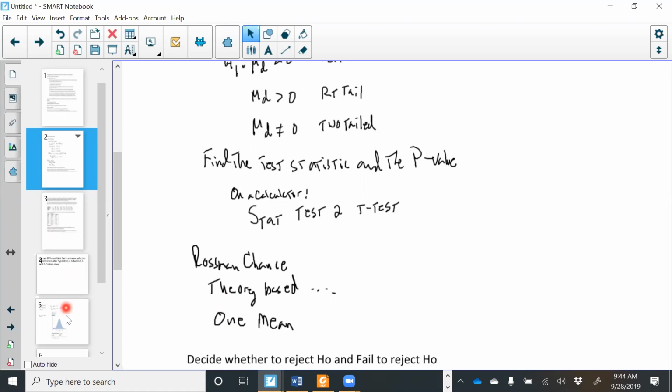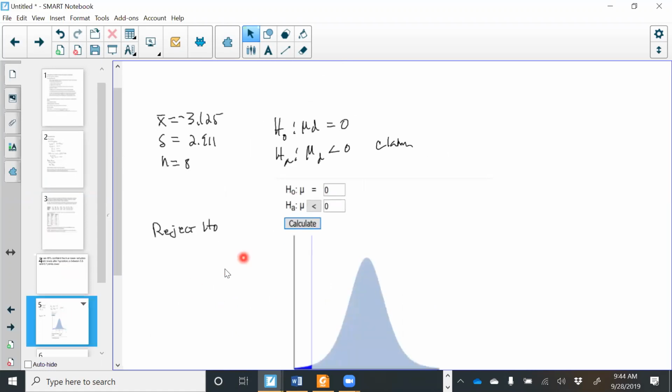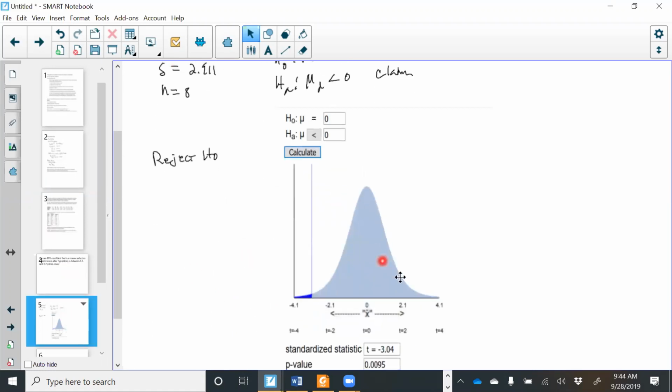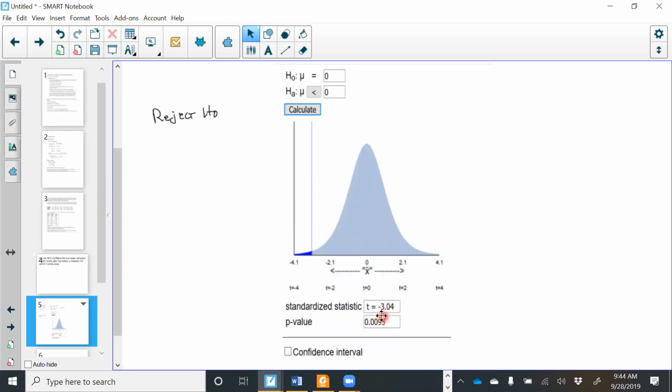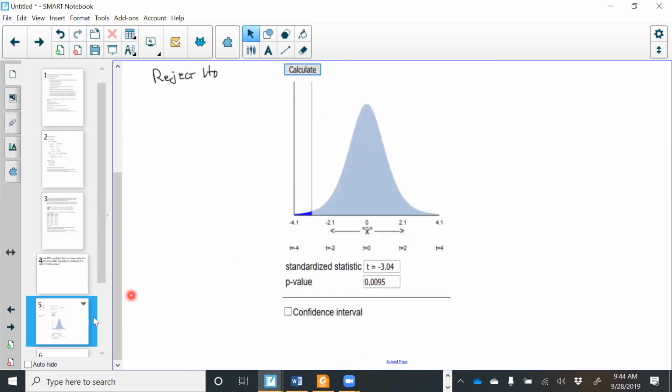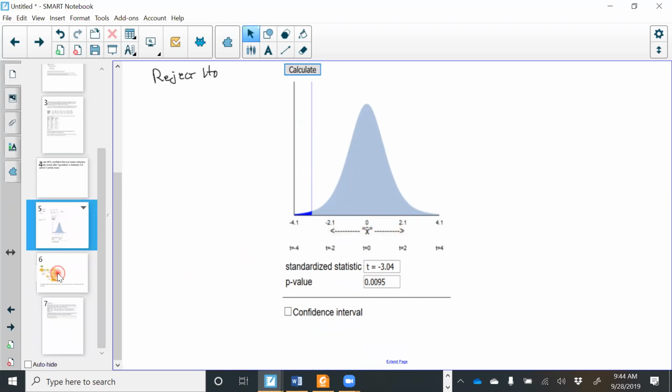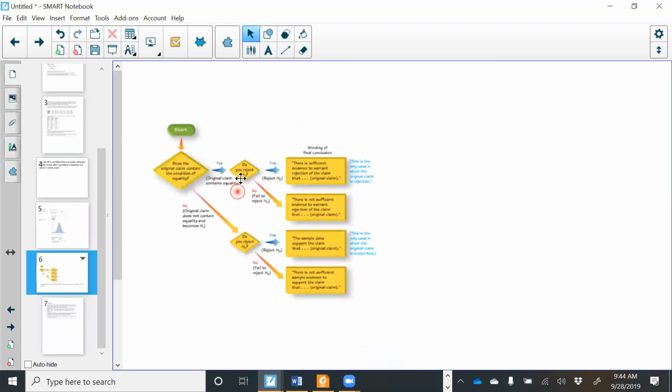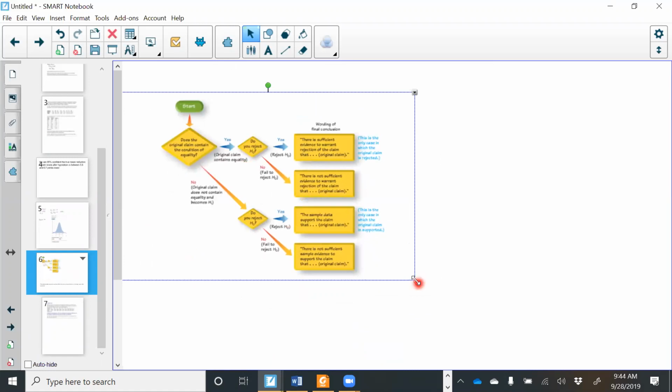So let's see. Here's my test statistic page. So there's the screenshot I did. So what does that mean? What are we going to do with that? Well, you've got to put it in context. So one thing you can do is use this.